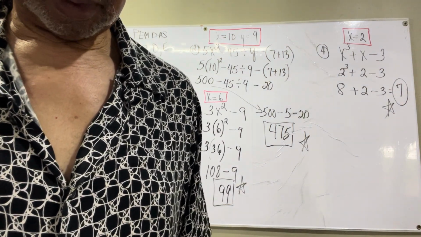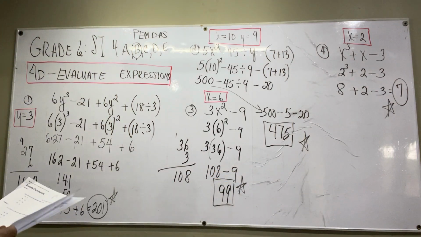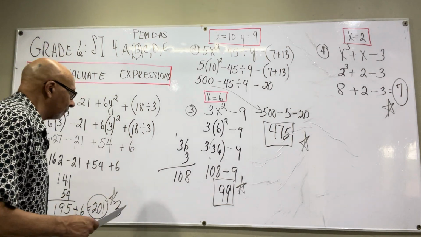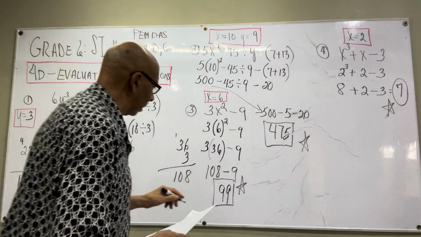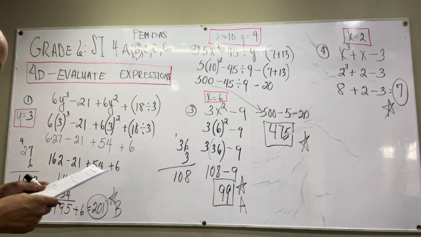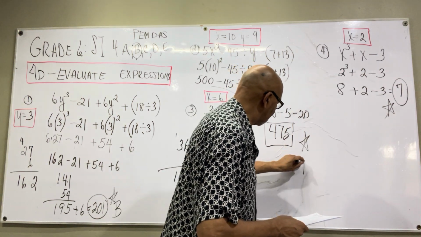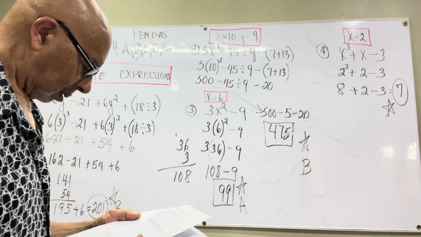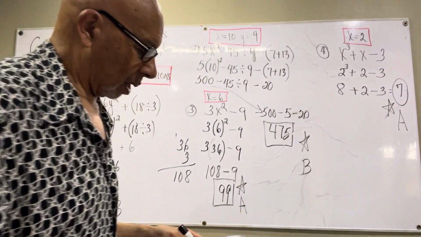So let's see. We got the first one, 201 is answer B. So that choice B would match what we have. 99 is letter A here. 475 is choice B. And this choice here is choice A. So we're assuming that we've done okay.